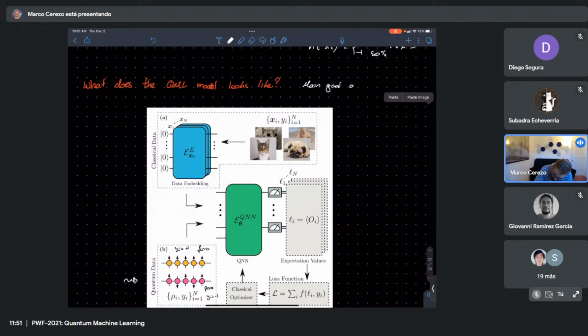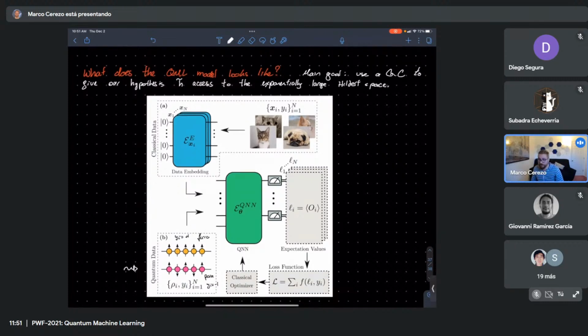is to use a quantum computer to give our hypothesis H access to the exponentially large Hilbert space, right? So whenever we have quantum data, it already lives in a Hilbert space. So then I can just think about how do I process that information, and we're going to get to that in a second.